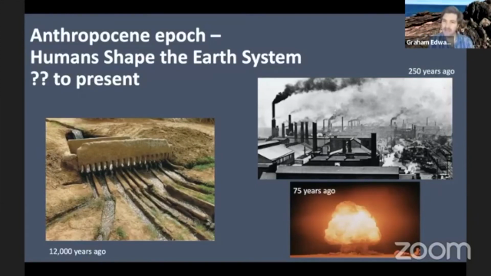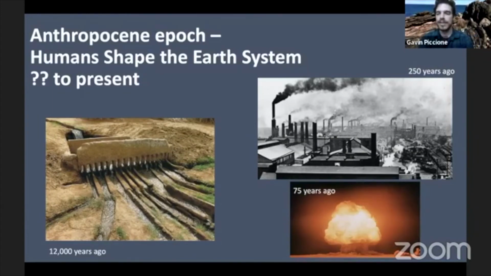Yeah, that's right. But where we put our finger on it, I think, is the thing that geologists tend to debate the most, because how big of a change that humans make is big enough to say that we're really changing the Earth system in a serious way? It's a good question, Graham. And so you have here 12,000 years ago. What's going on 12,000 years ago?